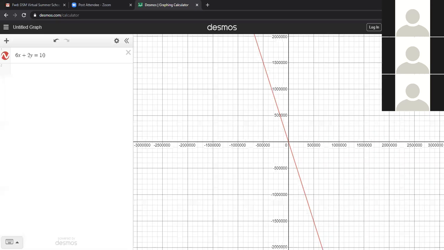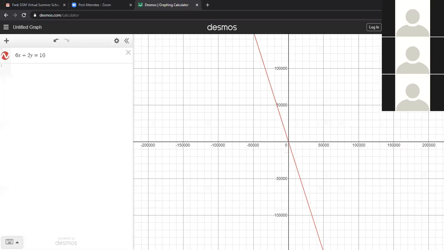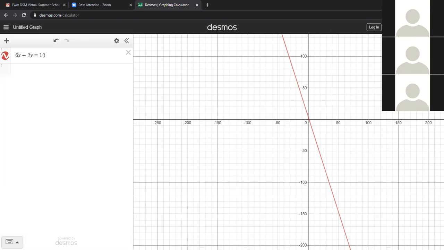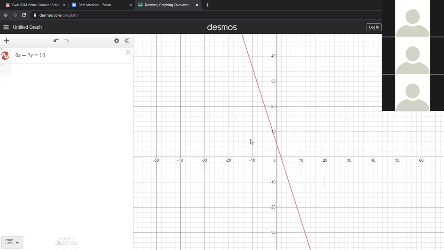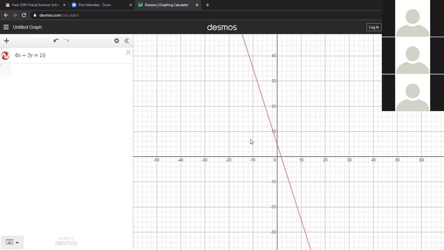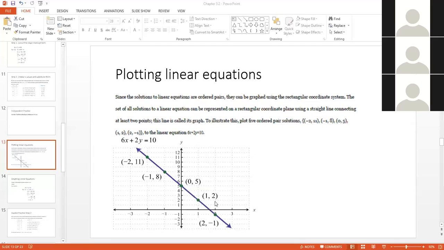You can plug in any x value, and you get a solution to this graph. So the line goes infinitely in both directions. So the solution to linear equations, whenever you plot them, you're going to get a line graph. The thing that I wanted to show you there is that you can plug in any x value and you get a y value.